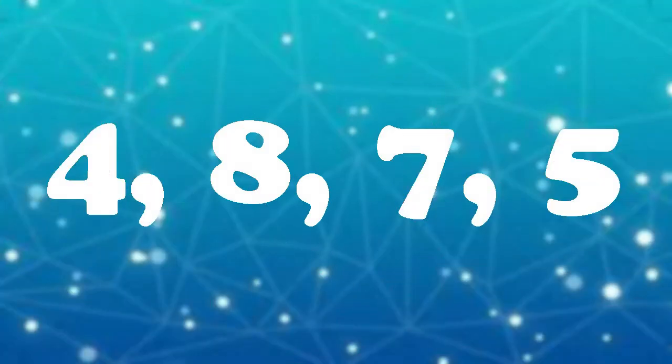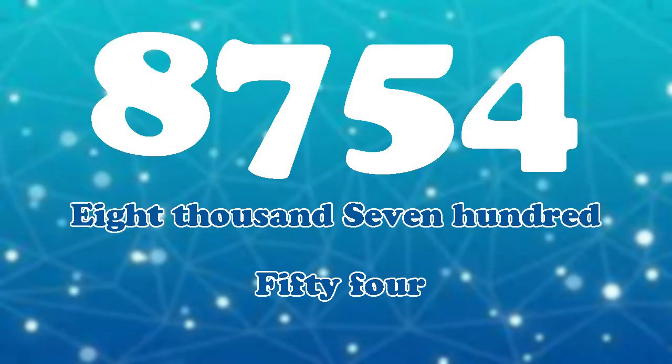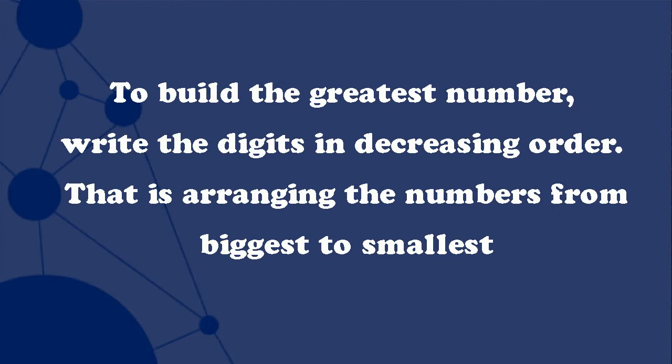First example, 4, 8, 7, 5. So we can write the greatest number first: 8, 7, 5, 4. To build the greatest number, write the digits in decreasing order. Biggest to smallest, we are arranging the digits to make the greatest number.